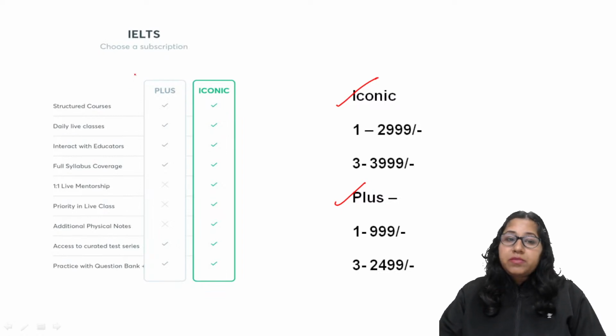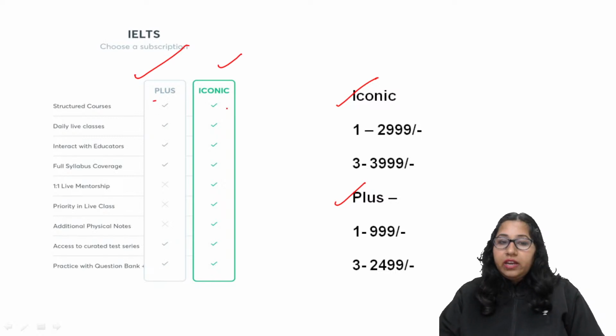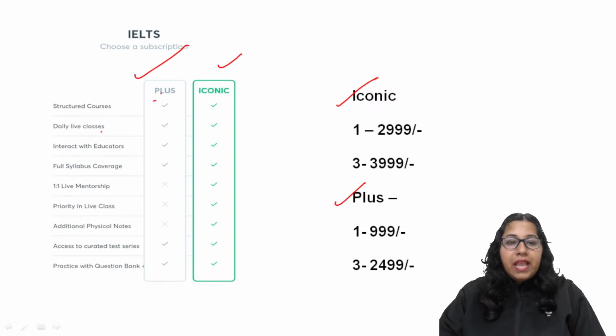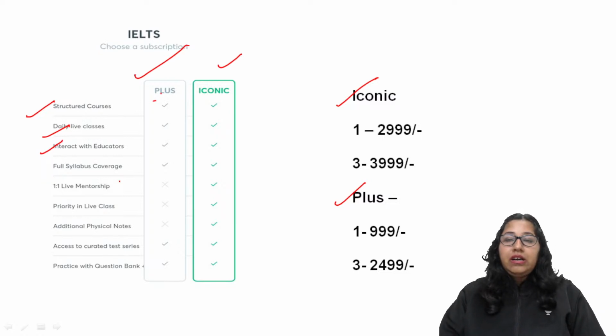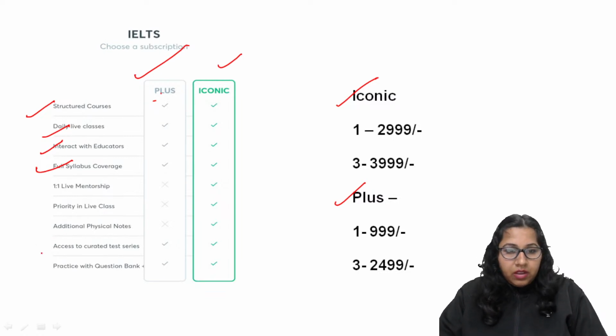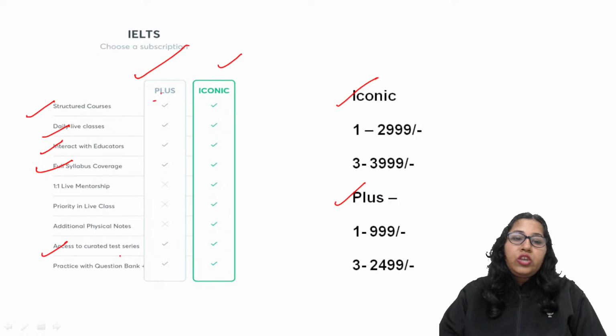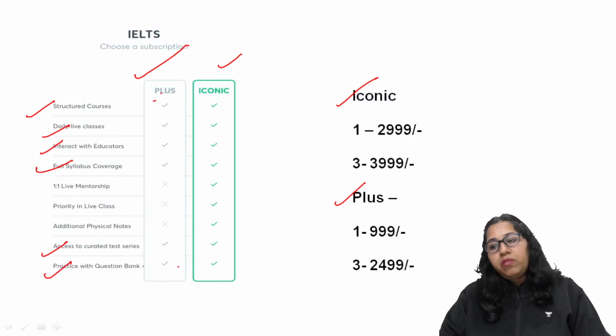We have two types of subscriptions, one is plus, another one is iconic. पहले मैं plus और iconic का difference बता देती हूँ। जो plus है, plus में you'll have structured courses, there will be daily live classes, I've told you, Monday to Saturday except Sunday. You can interact with the educator in the class itself. The full syllabus will be covered and you will have access to the curated test series and there will be a practice question bank available for you.